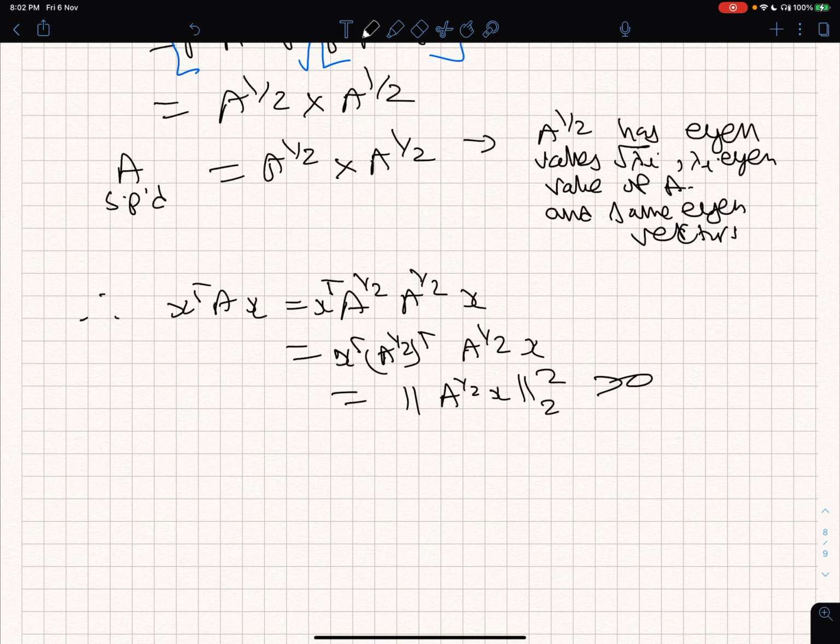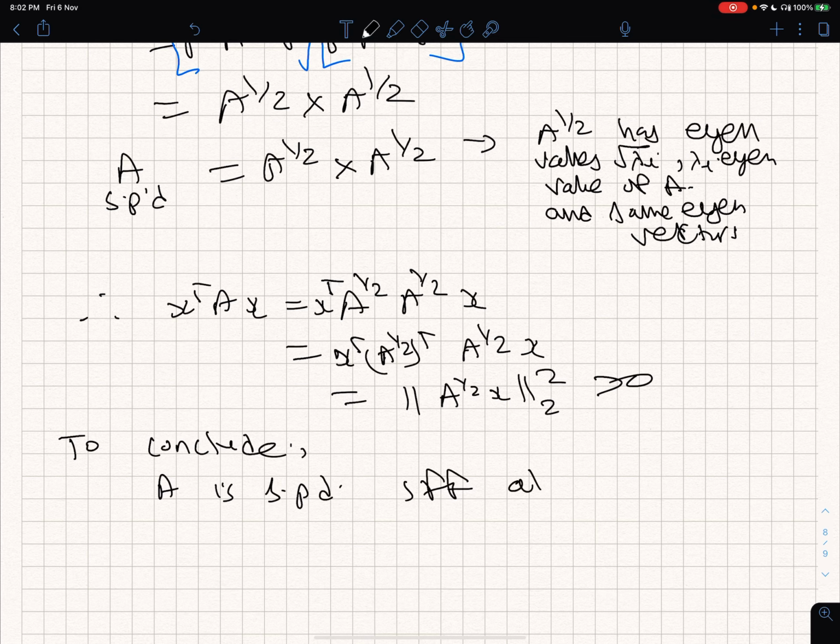Anyway, I think we have connected at least positive definite matrices to eigenvalues today. To conclude, we have shown today an important property of positive definite matrices: A is symmetric positive definite if and only if all its eigenvalues are greater than 0.